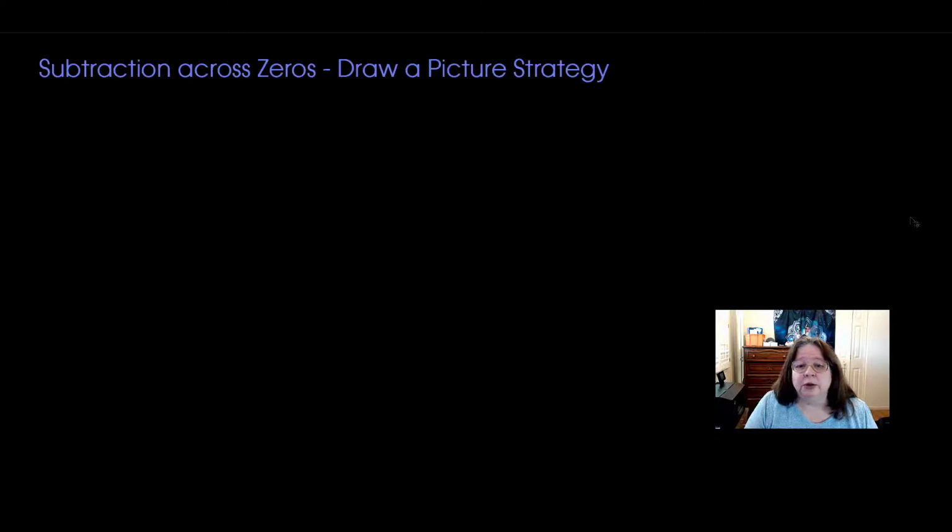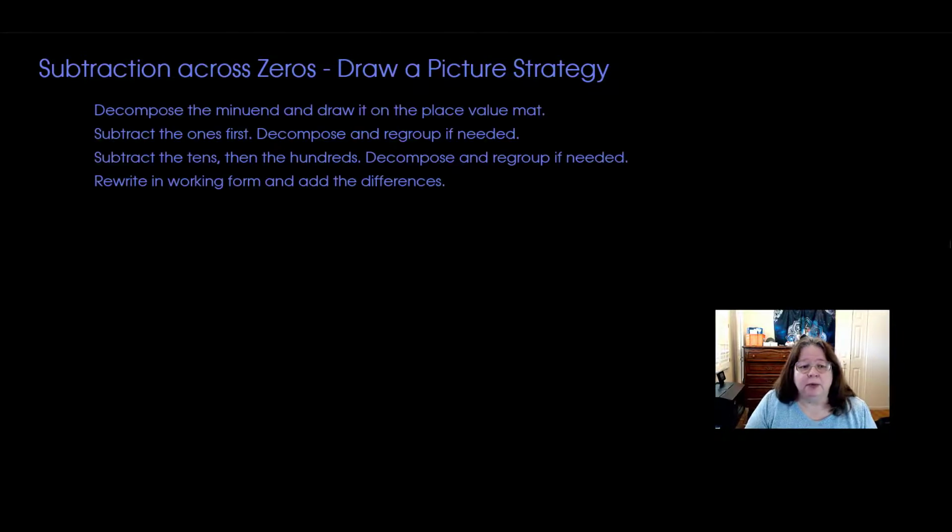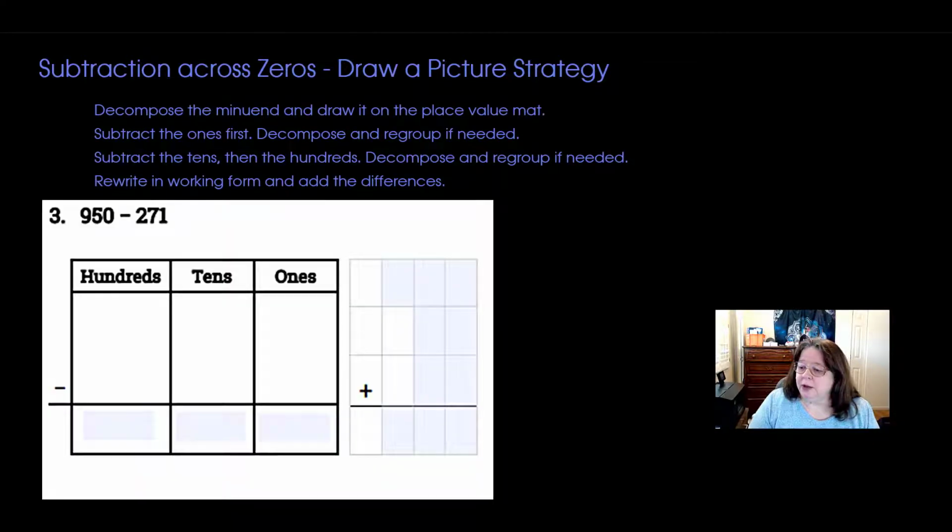We're going to draw a picture, and we're going to follow the same steps that we did in the last video. And I'm going to put these steps up here. And I'm also going to put our problem up here that we're going to look at. This problem is taken directly from the re-engage page, and it's using a picture strategy, 950 minus 271.